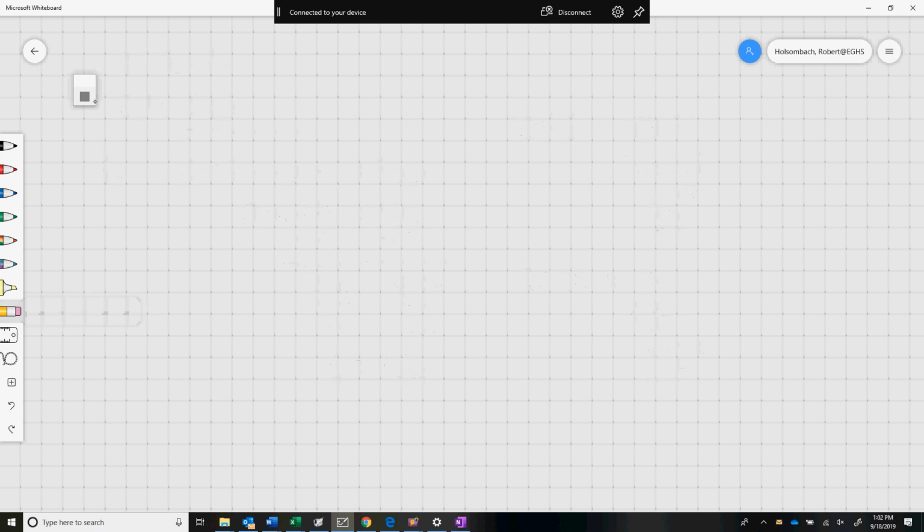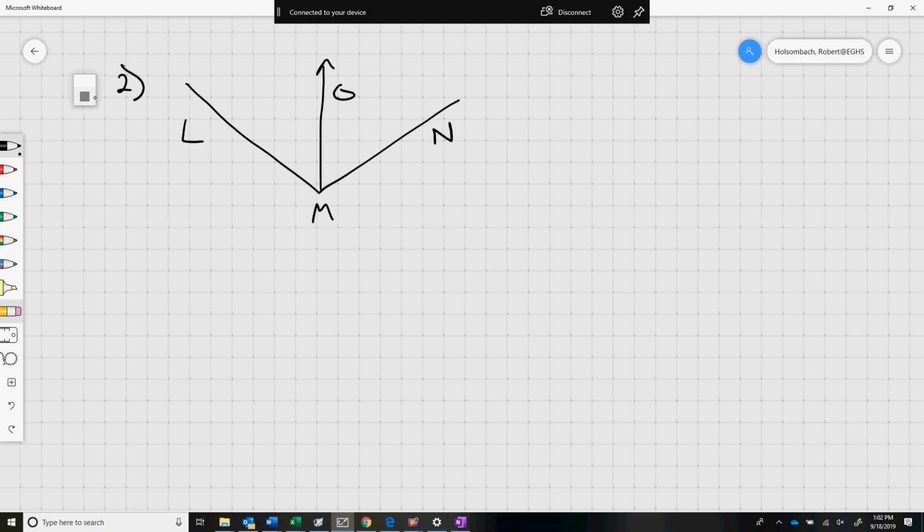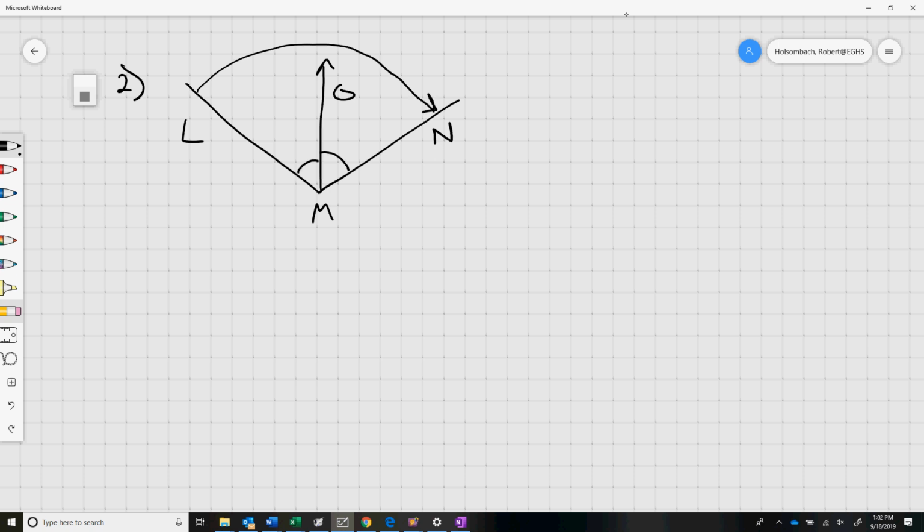All right, number 2. You've got this picture, LMNO. And it says that MO bisects LMN. And if that's the case, then these two angles right here are equal to each other. You're told that LMN, this big angle, this entire angle right here, is equal to 5x minus 24.